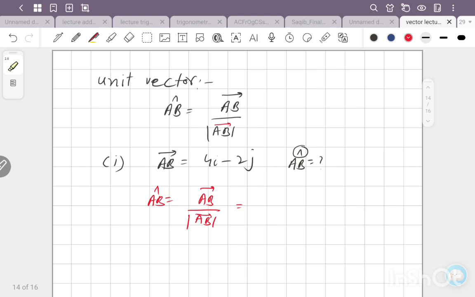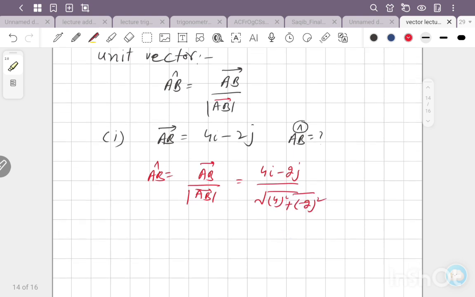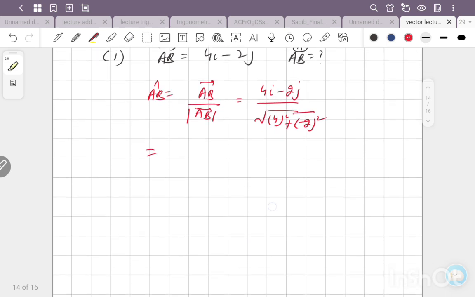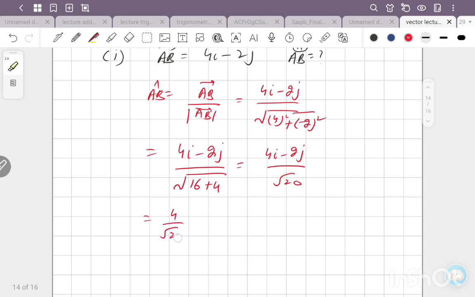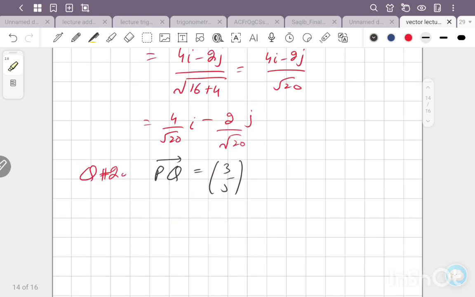Now the vector is 4i minus 2j. The magnitude will be the square root of 4 squared plus minus 2 squared. So we get the answer: 4i minus 2j divided by the square root of 16 plus 4. We got 4i minus 2j divided by square root 20. Now we can write it in this form: 4 divided by square root 20 i minus 2 divided by square root 20 j. Okay, next.